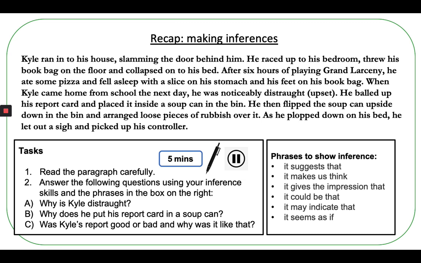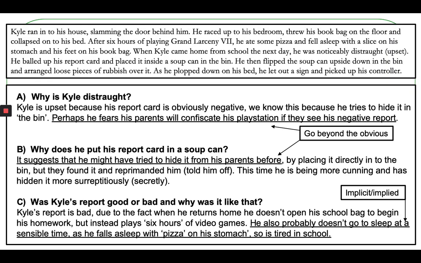Okay, let's compare what you wrote to some of my ideas. So here I'm trying to model to you inference that goes beyond the obvious meaning, an inference that is implicit or implied. So why is Kyle distraught? Well, his report card is obviously bad, and my going beyond the obvious is perhaps he fears his parents will confiscate his PlayStation if they see his negative report. So I could have just said he's distraught because his report card is bad. But I've gone beyond the obvious and tried to infer why he might be so fearful of his parents seeing it.